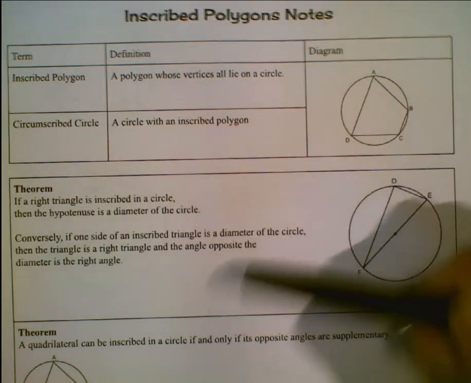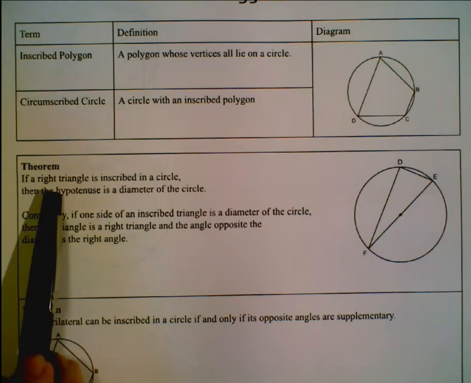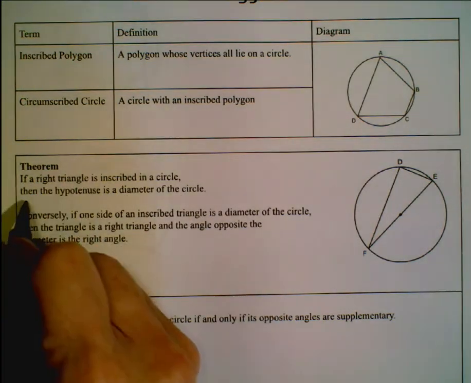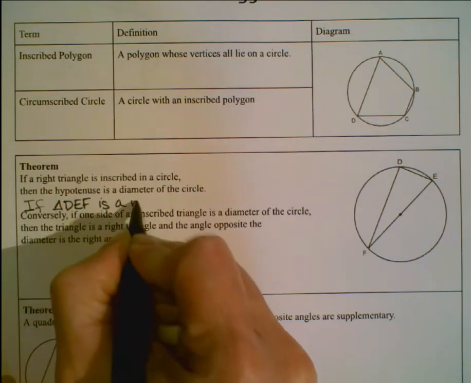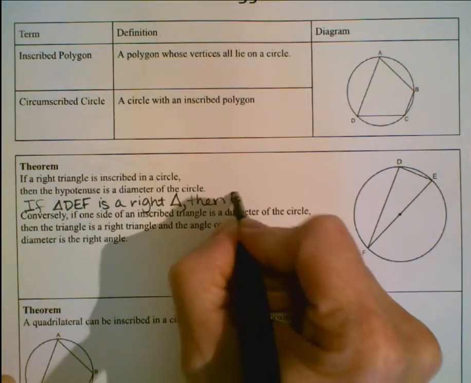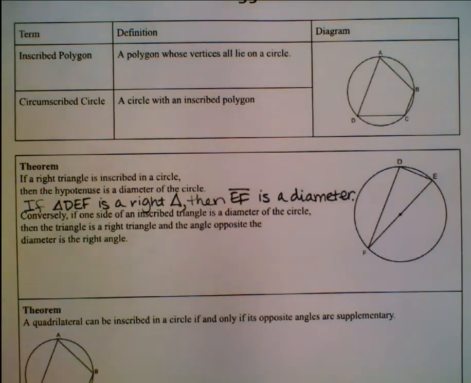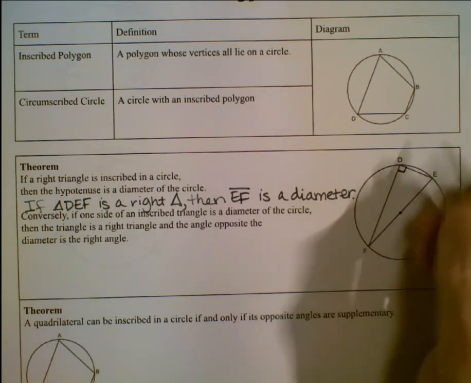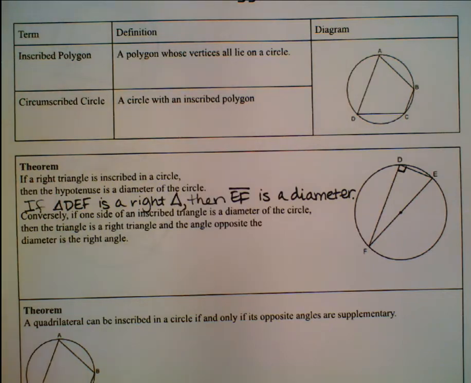So we've got a couple of theorems then here that are related to inscribed polygons or circumscribed circles. So with this case, we have the first theorem. If a right triangle is inscribed in a circle, then the hypotenuse is a diameter of the circle. So in this case, what that's saying is if triangle DEF is a right triangle, then segment EF is a diameter. So if a right triangle is inscribed in a circle, then the hypotenuse becomes a diameter. And what that would also indicate here, since EF is the hypotenuse, is that the angle at point D, angle EDF, has to be the right angle. Remember, the right angle is always opposite the hypotenuse in a right triangle.